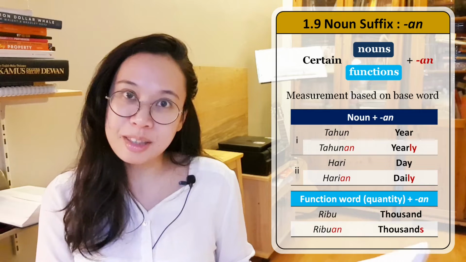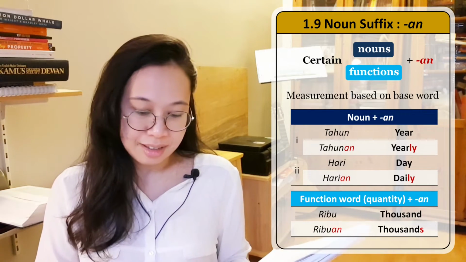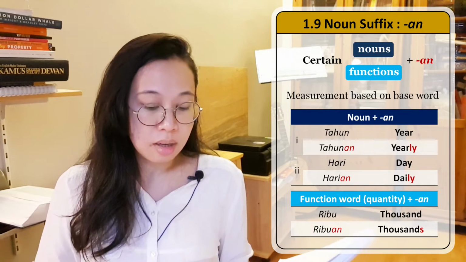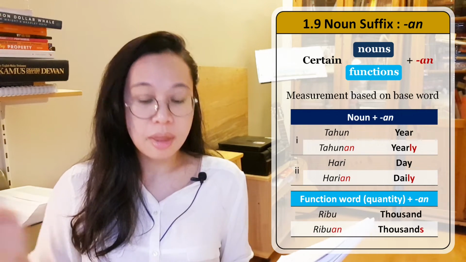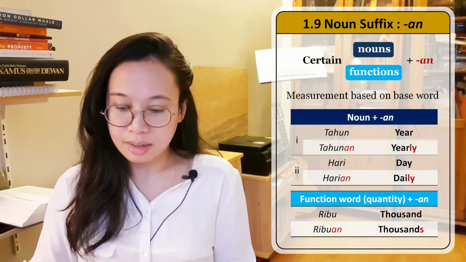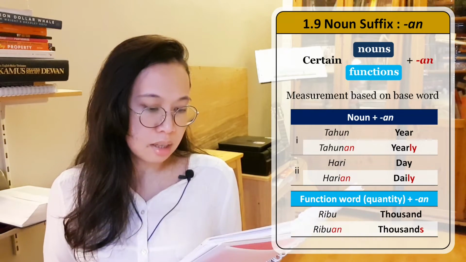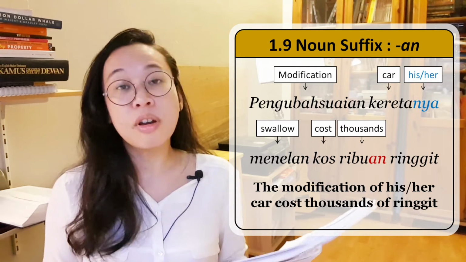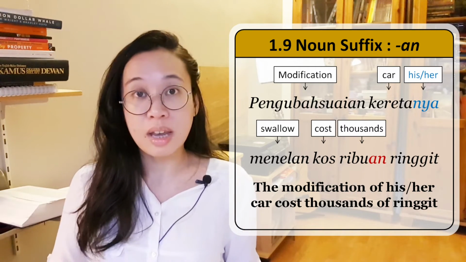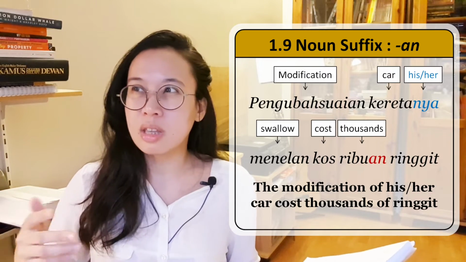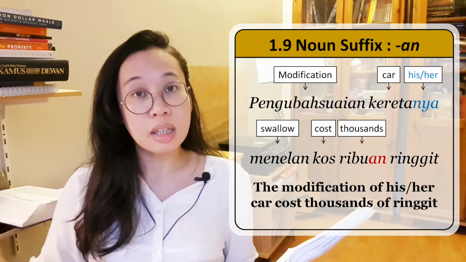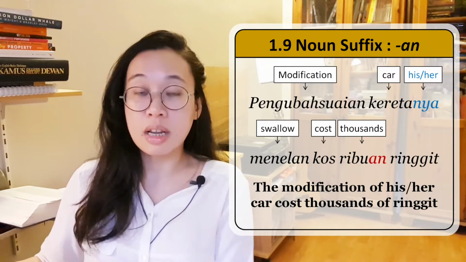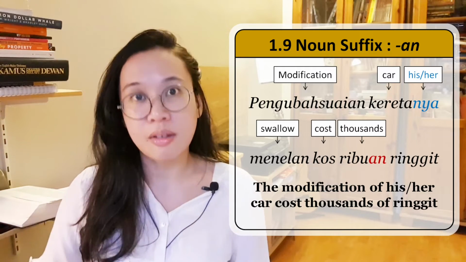Function word pertaining to quantity plus an, like ribu. Ribu means thousand. Ribuan means thousands. An example of a sentence is pengubah suaian keretanya menelan kos ribuan ringgit. Pengubah suaian, the renovation, the modification. Keretanya, his or her car, menelan kos ribuan ringgit, costed thousands of ringgit.